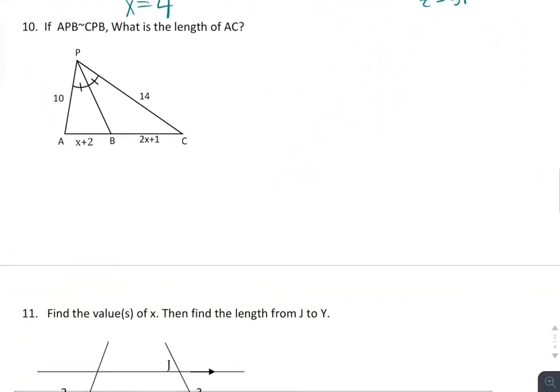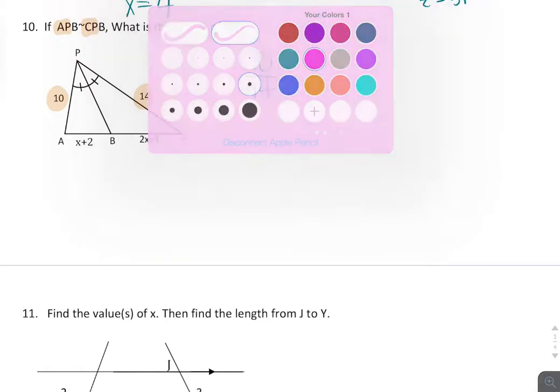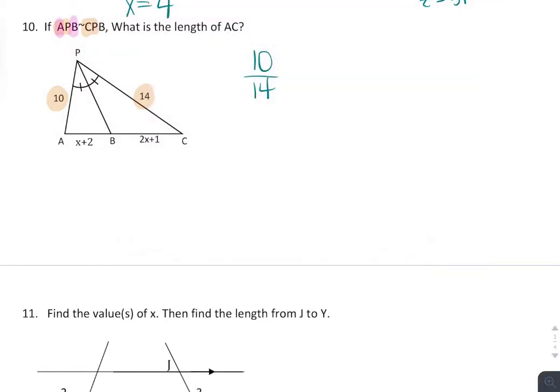All right, number 10, it says APB is similar to CPB. What is the length of AC? So AP is similar to CP. So those two are in a fraction together. 10 over 14. Then we have AB, so first and third, is similar to CB. So we're going to have x plus 2 over 2x plus 1. These are equal to each other. So we're going to cross multiply. So we're going to have 10 times 2x plus 1 equals 14 times x plus 2.